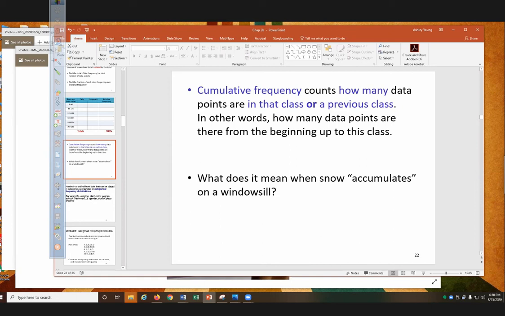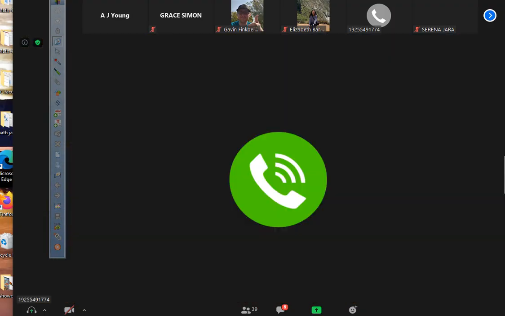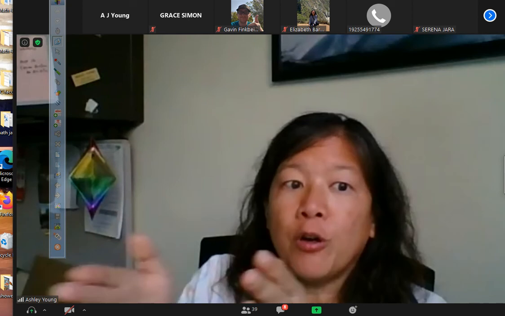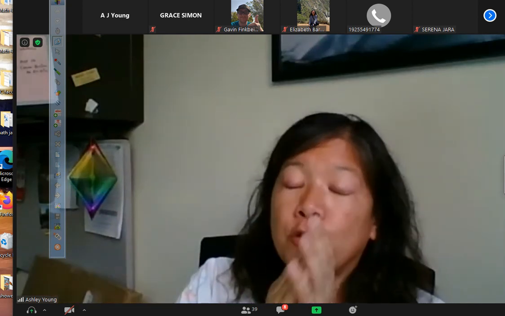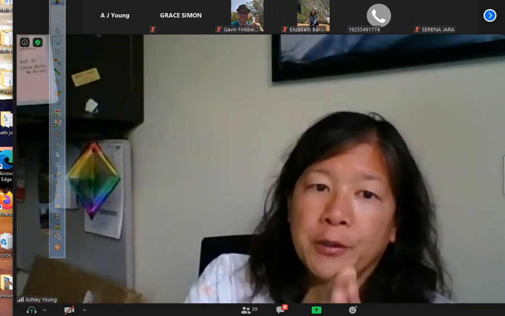Right. So cumulative, right? What does it mean when snow accumulates on a windowsill? What does that mean, guys? Anyone? Builds up. Yeah, it builds up. It keeps adding on to what was there before. So cumulative GPA, same thing. It's your GPA from the beginning of time up to now, including now. That's what cumulative means. It's everything from before up to now, including now. So cumulative frequency is all the frequencies of the classes before that, up to and including this class.